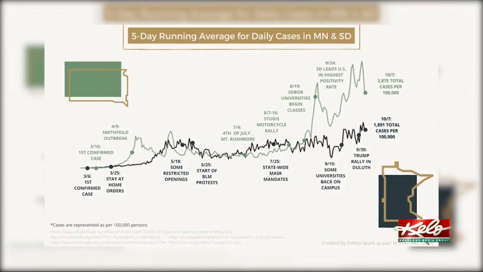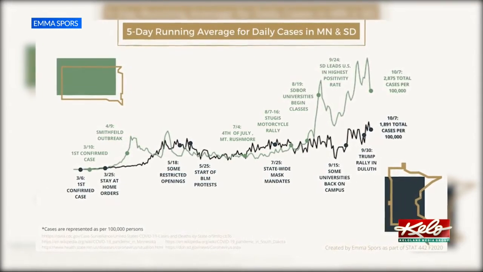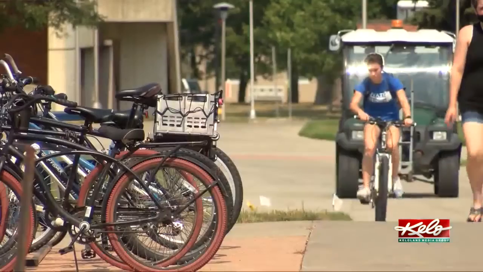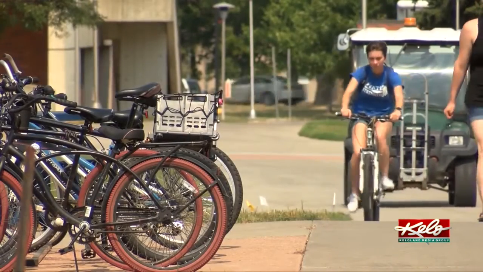Emma Spores compared COVID-19 data between South Dakota and Minnesota. I calculated the 5-day running average for both states and plotted them on a time series graph. And then from that, you can see how cases differ between the states. I also included some larger events that happened. So for example, when Minnesota went into their stay-at-home orders, the Smithfield outbreak here in South Dakota, things like that along the time. So you can see how things caused changes.